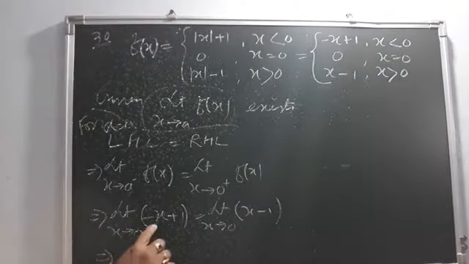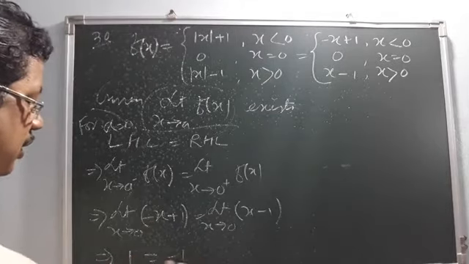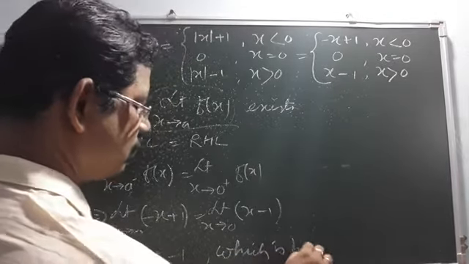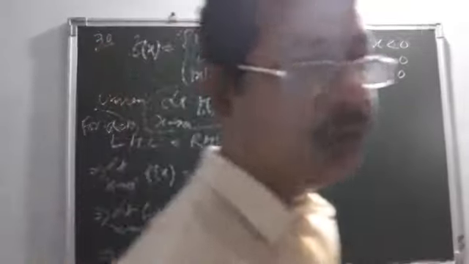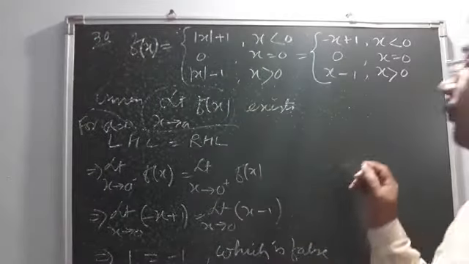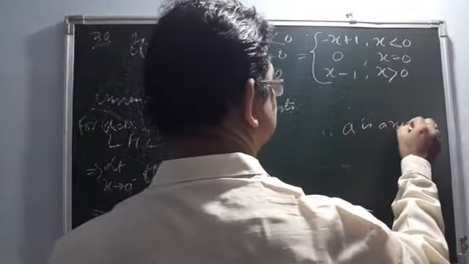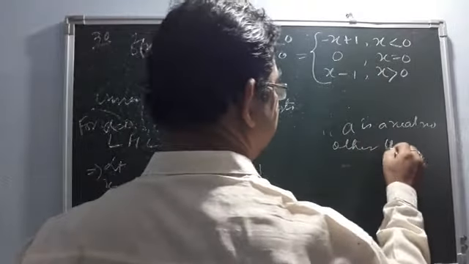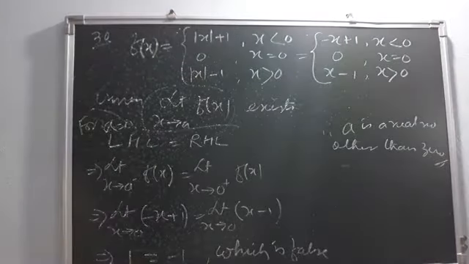Then you see students that if we put x equal to 0 here, then it is 1 and here it is minus 1, which is false. That means if we take a equal to 0, then we found LHL not equal to RHL, that is a cannot be 0. Therefore, a is a real number other than 0. That is a tricky type question. So this is the answer.